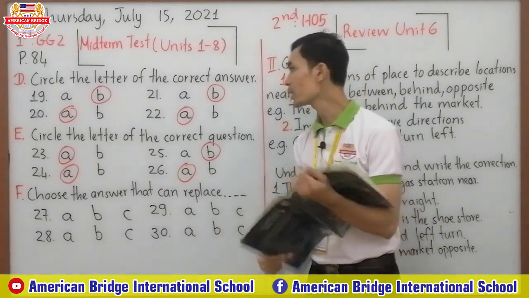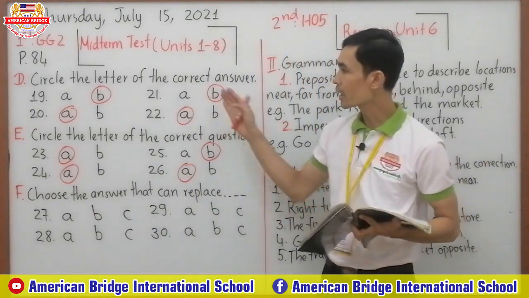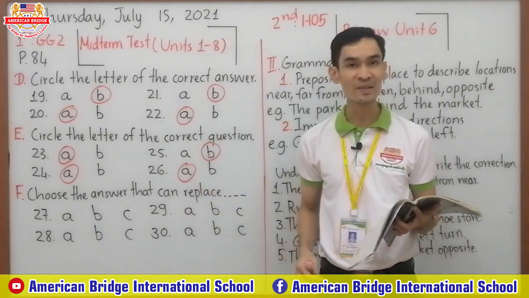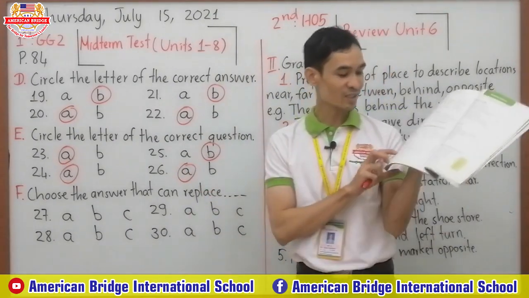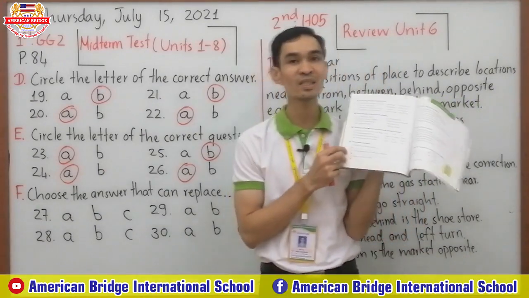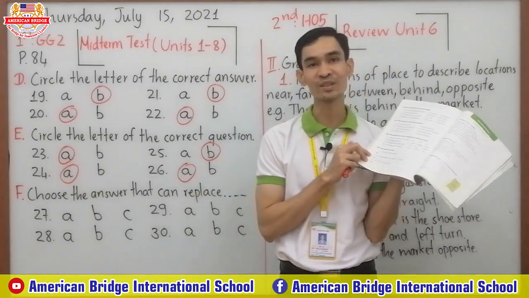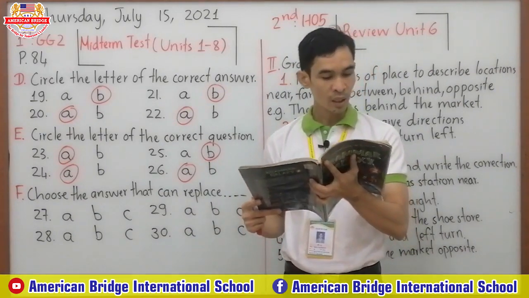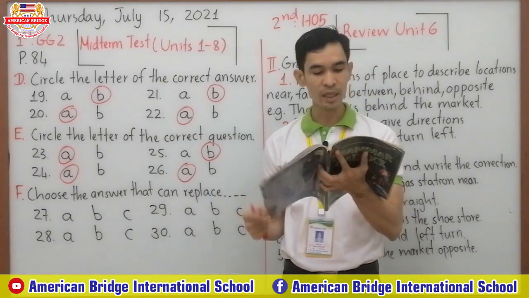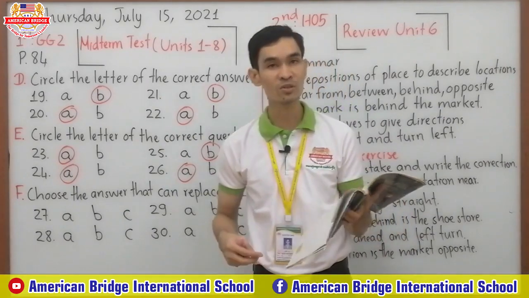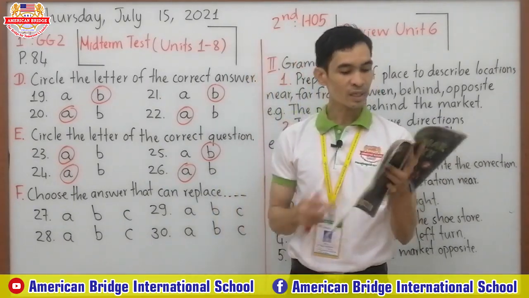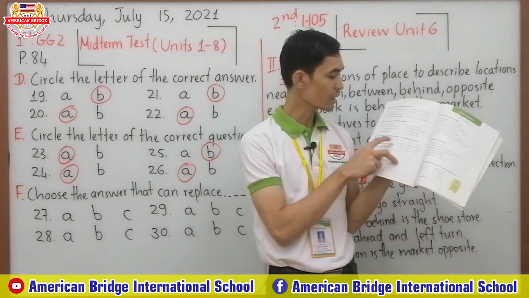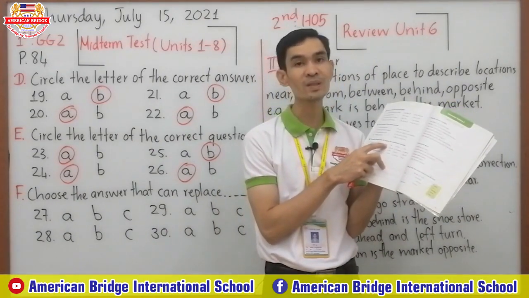Okay, so now we finish exercise D and exercise E. So now let's continue to our last exercise F. But you have one more exercise, right? Exercise G. So exercise G you will practice with your homeroom teacher. Okay, so now let's continue to exercise F. F, choose the answer that can replace the underlined mistake. Okay, so you see the underlined mistake, so you have to choose one that can replace this mistake, okay?